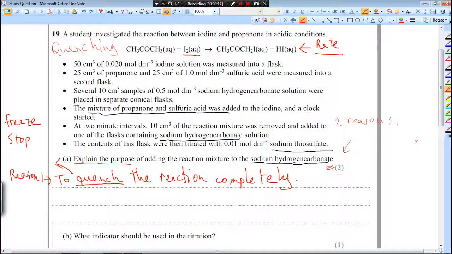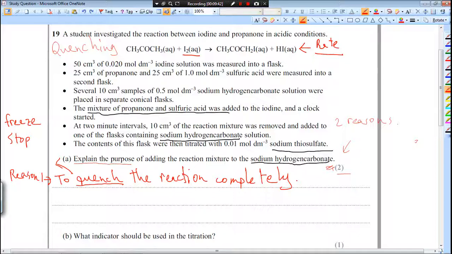By the time it has reacted before quenching, we should quench the reaction, and in this meantime a small amount of iodine would have reacted with this propanone. Okay, so by this process we can calculate the rate. So this is how we're going to do it.